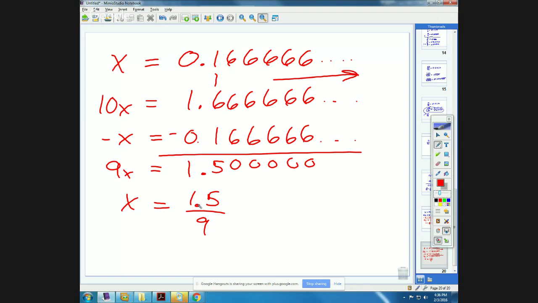I do have a slight problem. Is this a fraction? No, it's a division problem, but it's not a fraction. A fraction needs to have a whole number top and bottom. But I can fix that. What could I multiply top and bottom by to fix that? 10, yeah, multiply by 10. So that means I have 15/90ths.